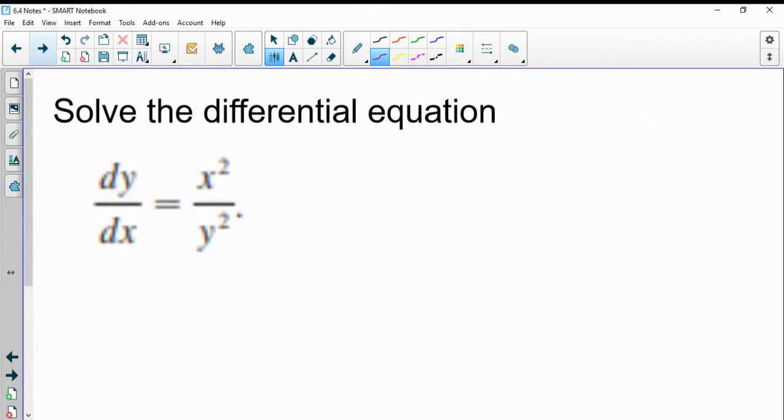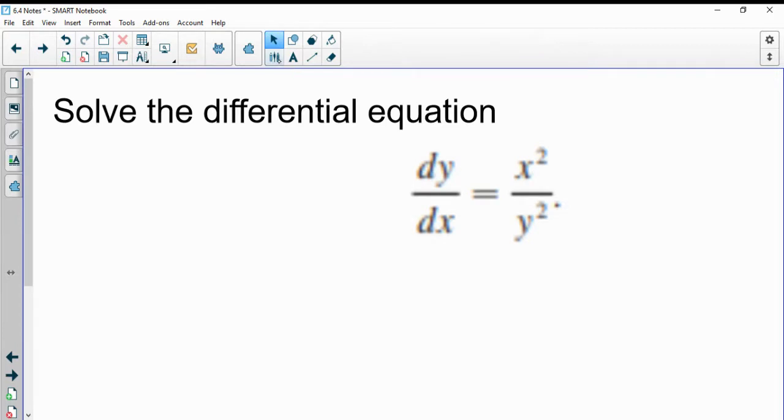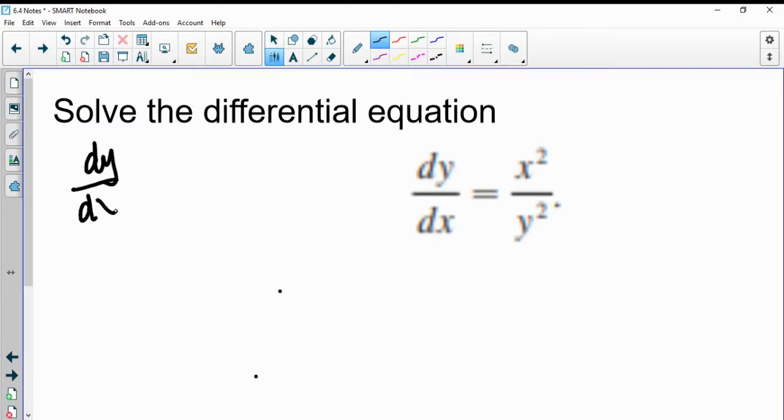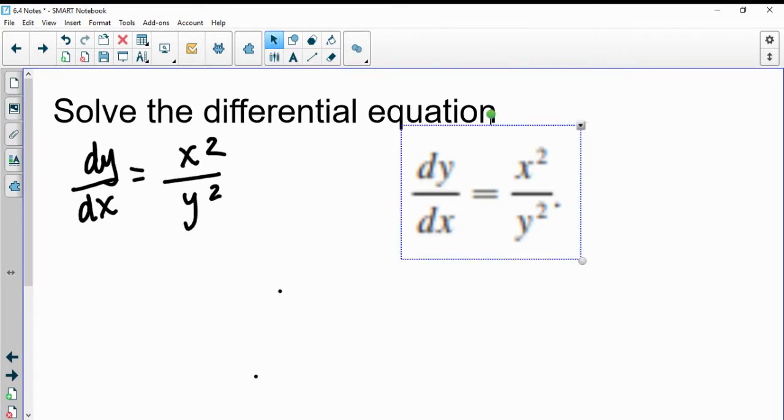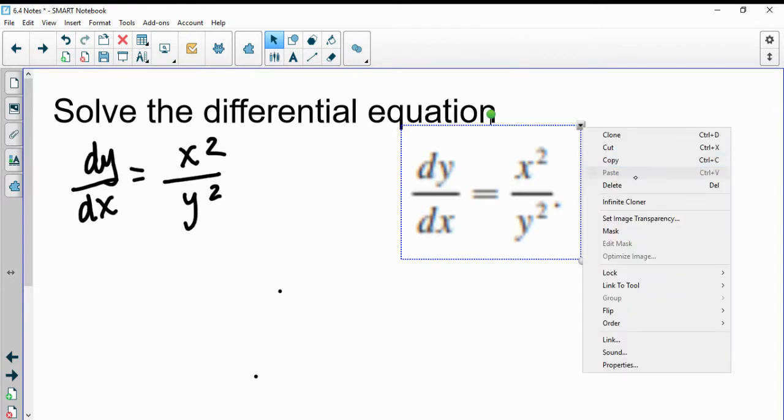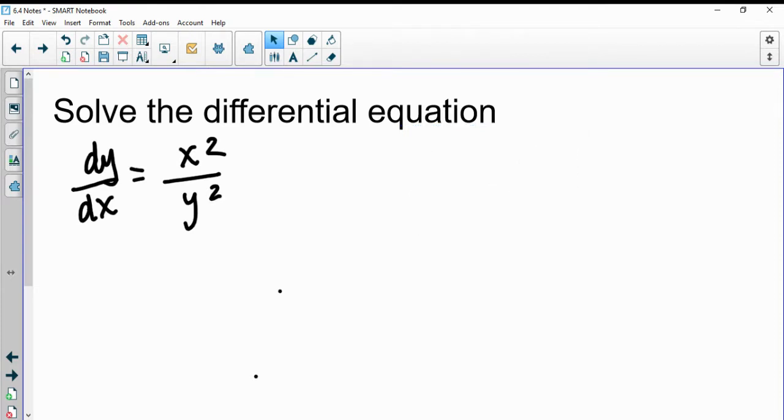So we're going to start with this one, and it's kind of blurry, so I'm going to rewrite it. Hold on. We've got dy over dx equals x squared over y squared. And then I'm going to get rid of this. Okay. So think about what this means. dy dx is y prime. So there's some function whose derivative is x squared over y squared.